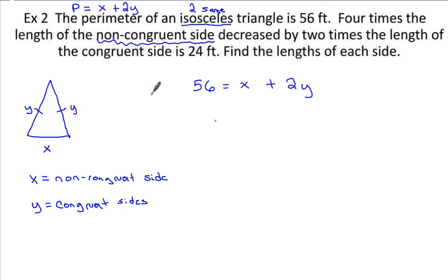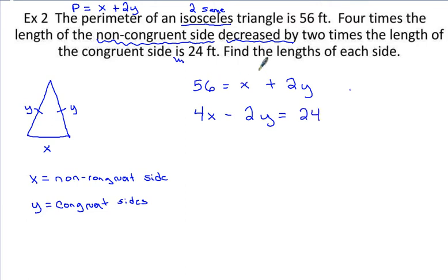For the other part of it, it says 4 times the length of the non-congruent side. Guys, which one's the non-congruent side, x or y? X. So 4 times x. Decreased by, all that means is to put what? Minus, subtraction, whatever you want to say. 2 times the length of the congruent side. So 2 times what? Yep. And it says is, that means equals in this case, 24.